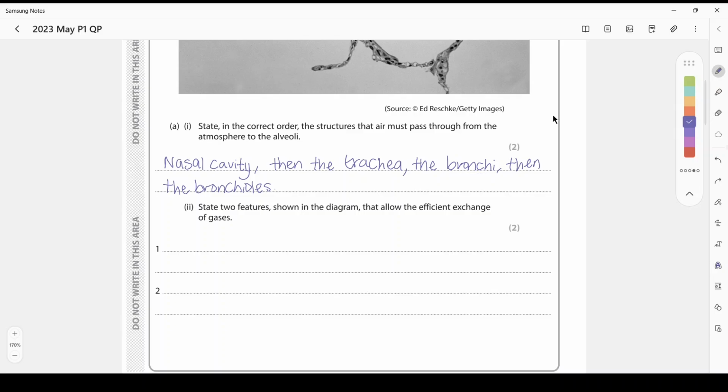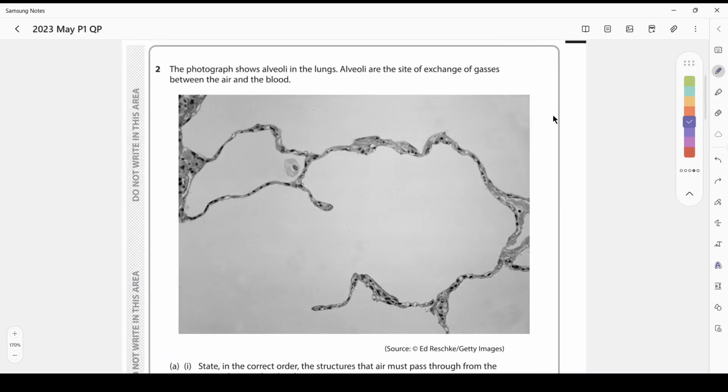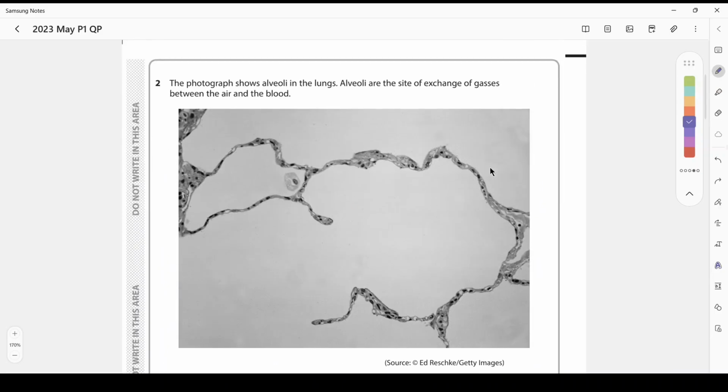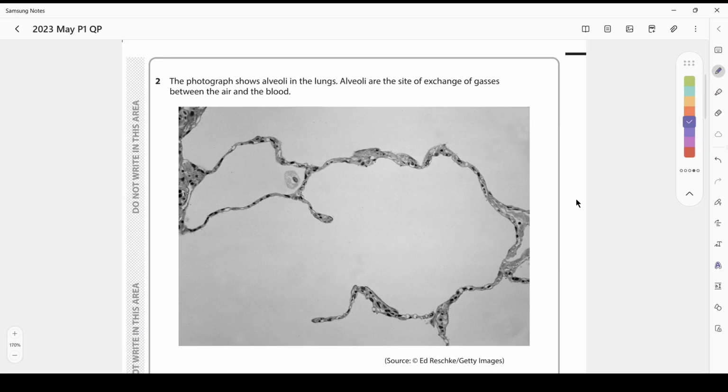All right, part 2, state 2 features shown in the diagram that allow the efficient exchange of gases. All right, so here we have the alveoli. So for all gas exchange surfaces, it's very important that you have very thin walls, and you can see that here. Or you can say very thin epithelium. The reason why is you want to reduce the distance traveled for these gases, right? So you don't want the gases to travel that far.